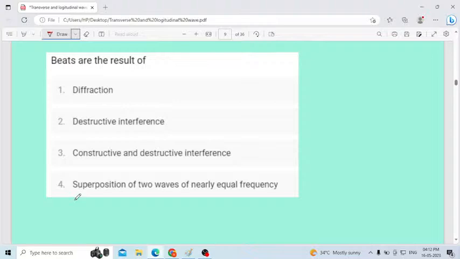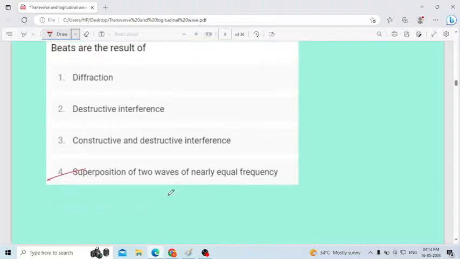Beats are the result of: first one, diffraction; second one, destructive interference; third one, constructive and destructive interference; fourth one, superposition of two waves of nearly equal frequency. How will beats form? When two waves of nearly equal frequency get superimposed, then we will get the beats. Therefore option 4 is the correct answer. Superposition of two waves of nearly equal frequency.